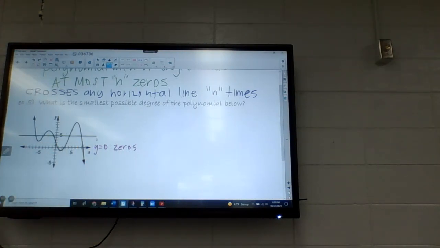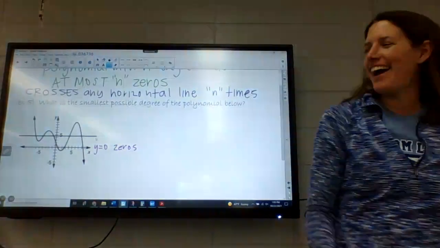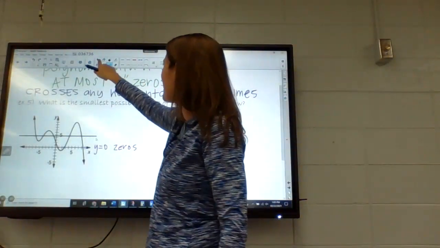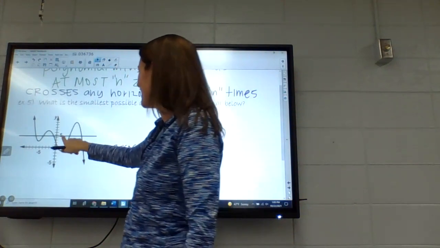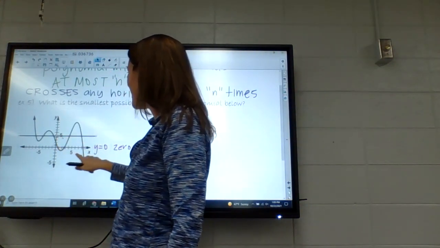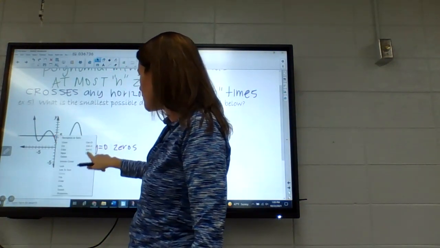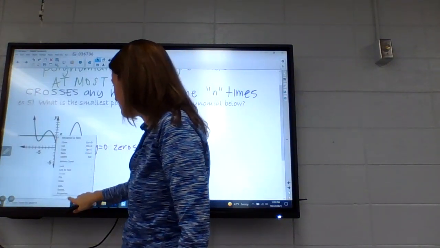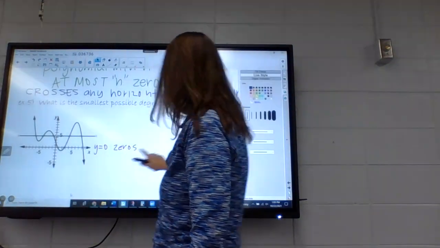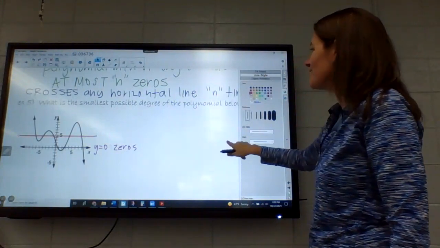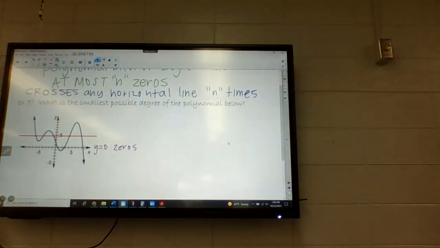That's a really good straight line. Yeah, I used the line tool because it would look really wonky if I tried doing it by hand. I cheated. All right, so there's our horizontal line.